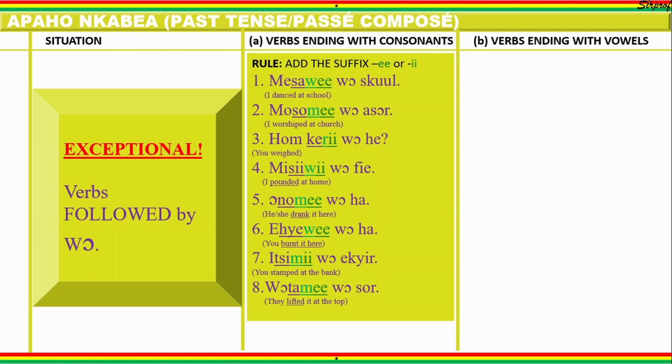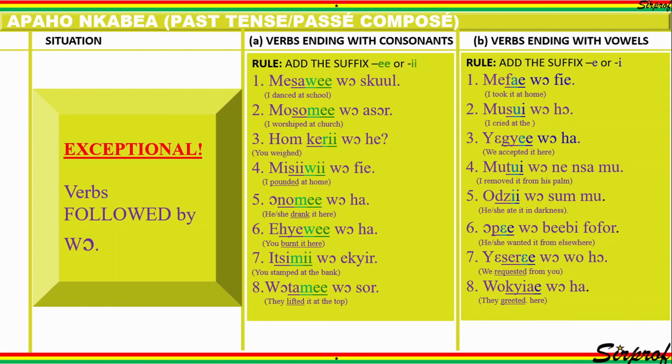Mesawe wo school. Musome wa sor. Umkere wo he. Misiwe wo fie. Onome wo ha. Ishewe wo ha. Itimi wo echir. Watame wo sor. Remember, but for the wo, these verbs would have had their last consonant doubled instead of the double E or a double I.